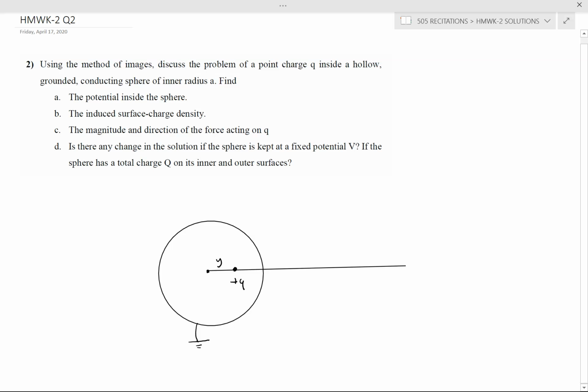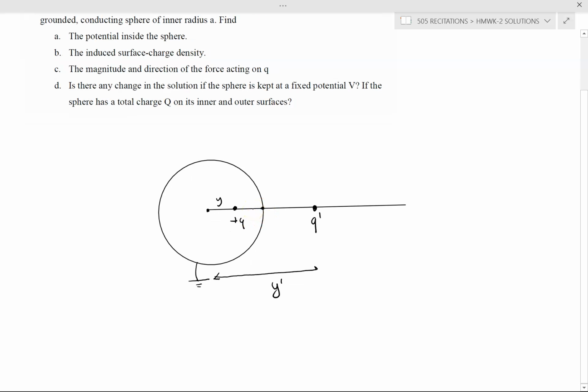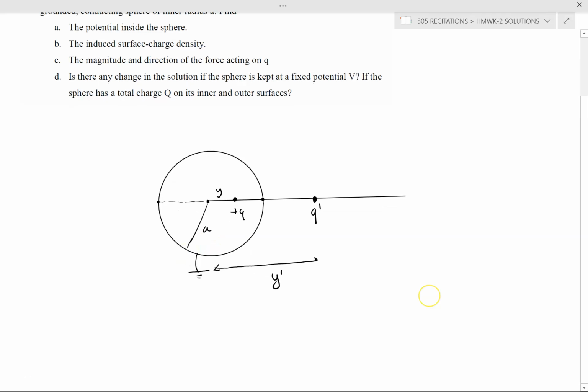I will be quickly deriving it. We expect to see some minus sign over here, but let me just denote it by Q prime, and let me denote its distance as Y prime. What I expect to see is the following. For instance, at this point, I need to make sure that the potential is 0, and also at this point, I need to make sure that the potential is 0. By using this information, and also given that the radius is a, I can draw the following equations, right?